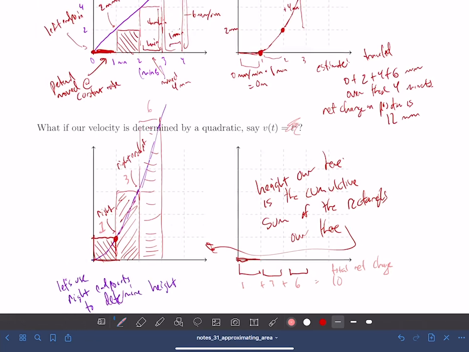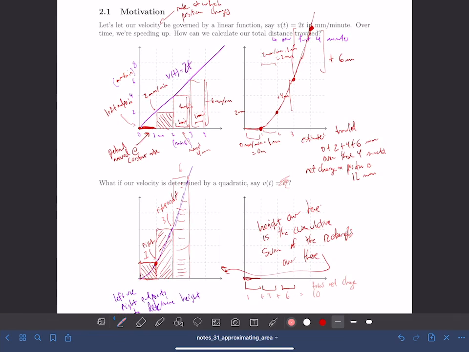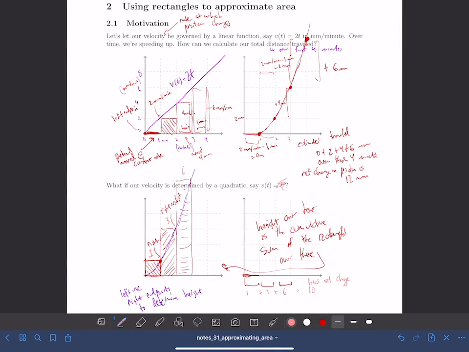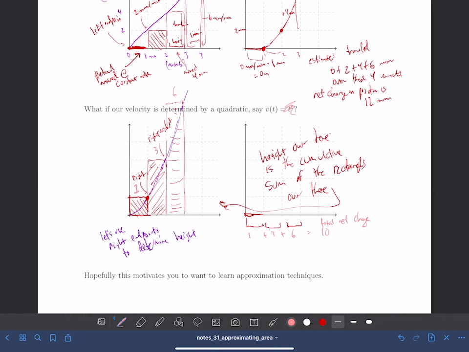Okay, so that was my high-level description of kind of the game that we're going to be playing. And as we move to the next page, we're going to get more specific with it. So I have a final statement here. Hopefully this motivates you to want to learn approximation techniques, because we have devices that literally do this every day in our lives. And it's really cool.